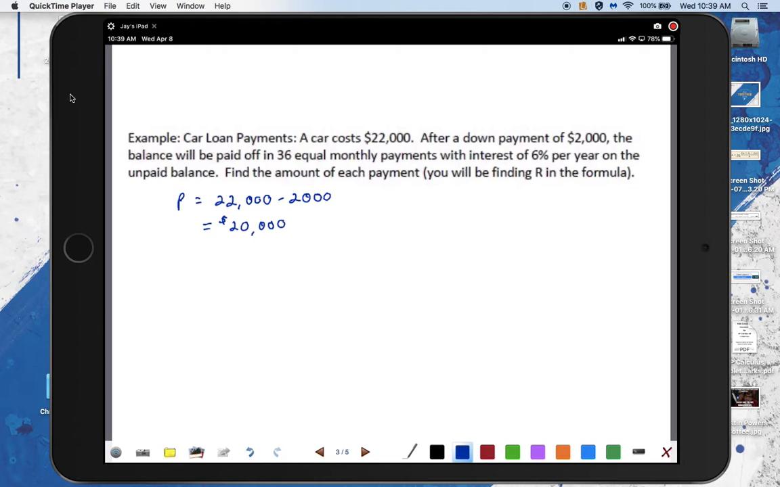Okay, let's figure out what my I is really quick. It's going to be 0.06, and I have to divide by 12.